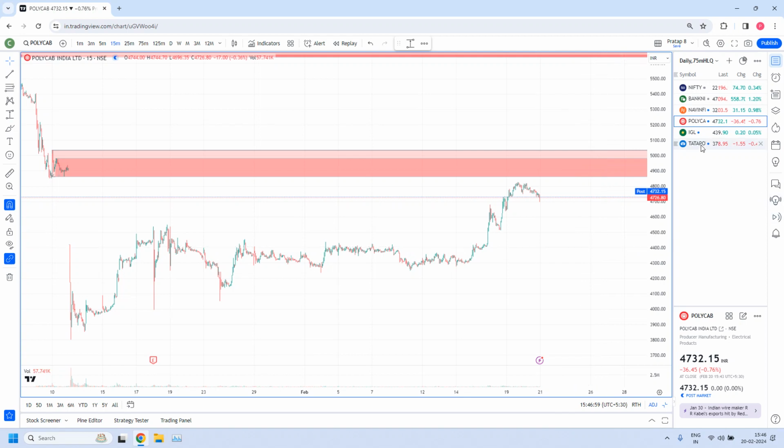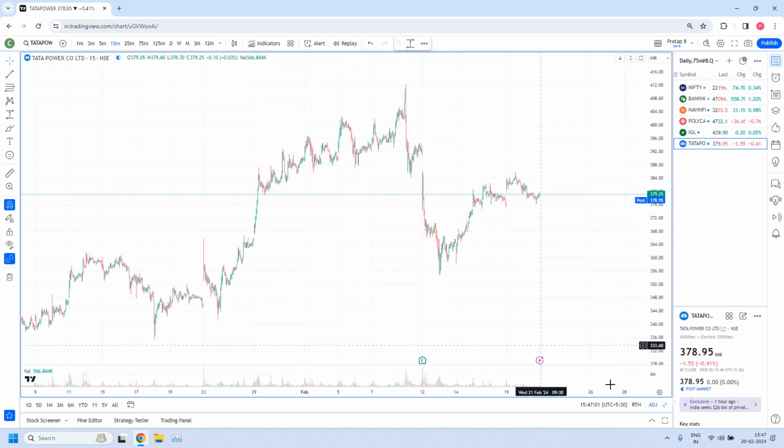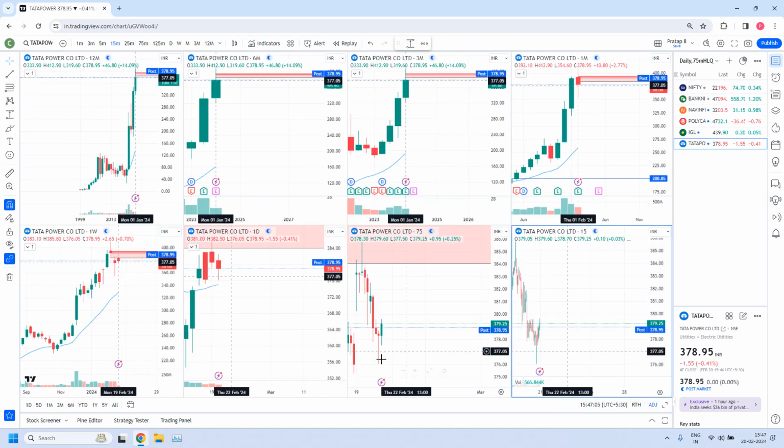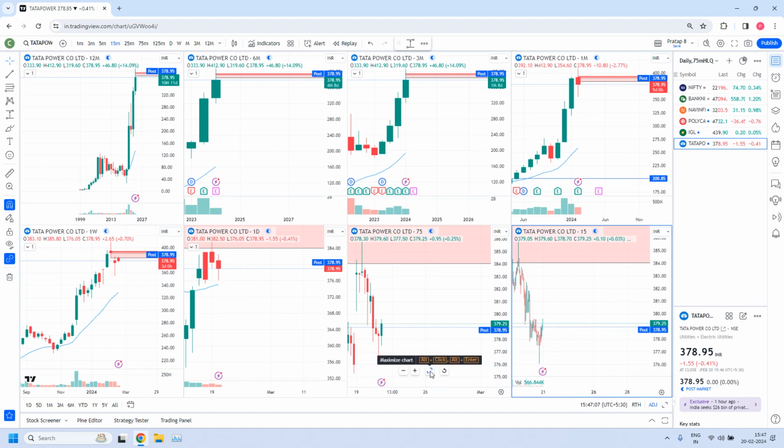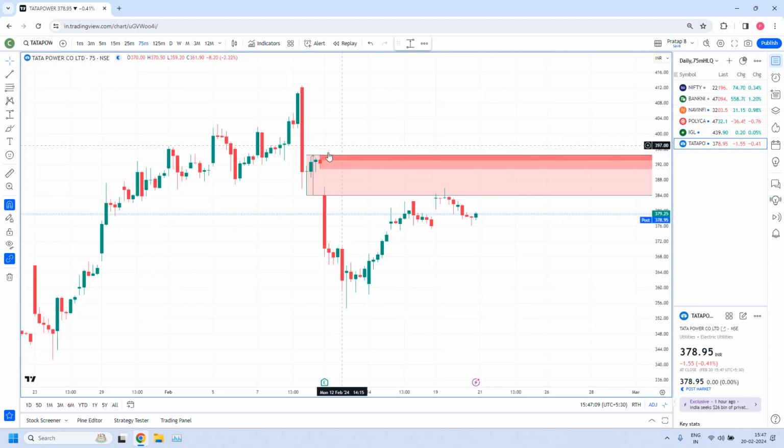And the last one is Tata Power. Tata Power is a 75 minutes high liquidity supply zone. We have a drop candle, 1, 2, 3, 4 base candles, again a drop candle. Inside we identified a 15 minutes zone, and inside 15 we identified a 5-minute zone. Let us look into them.